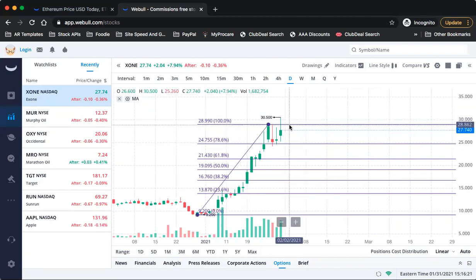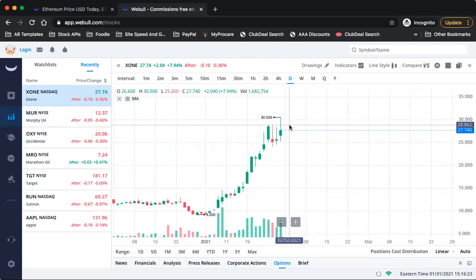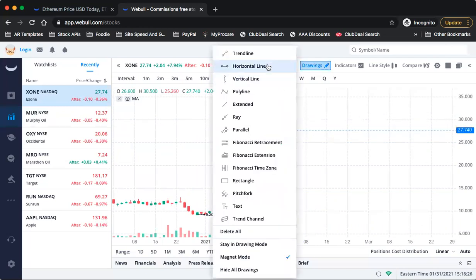Another thing you could do if you don't want to do Fibonacci is obviously, like we'll be setting the traditional support and resistance.